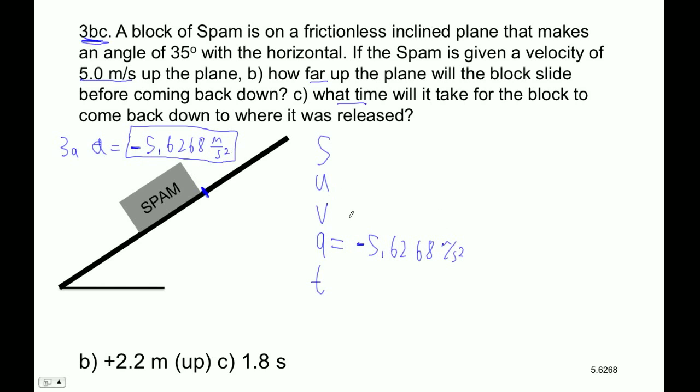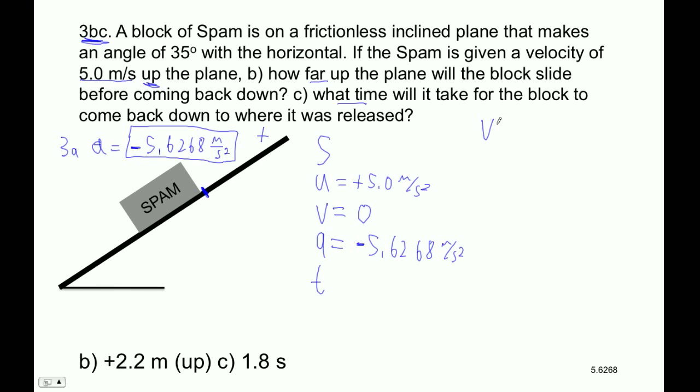Okay, so at the top, our velocity is 0. Our initial velocity is positive 5.0 meters per second, because that's up the plane, and up the plane is positive. This acceleration is negative because it's going to accelerate down the plane, and it will do that while moving up the plane. So what do we want to find? We want to find S.